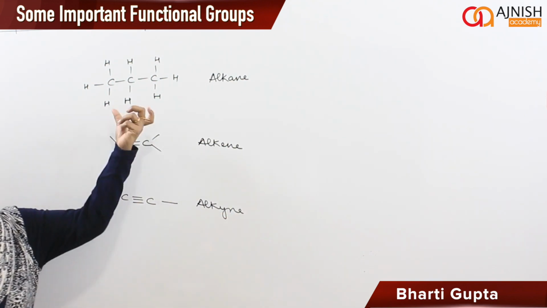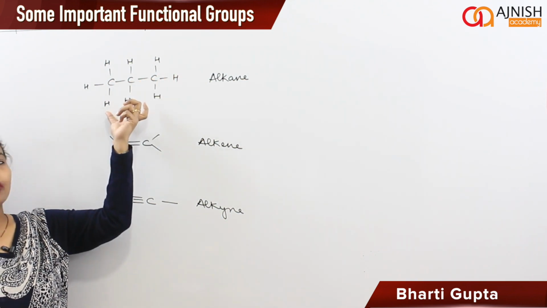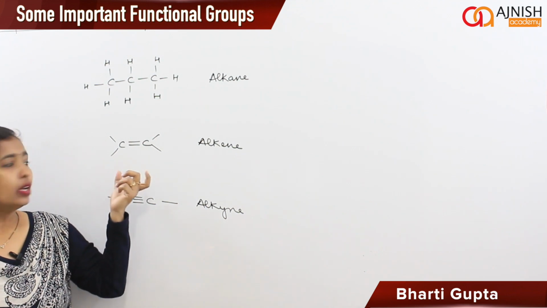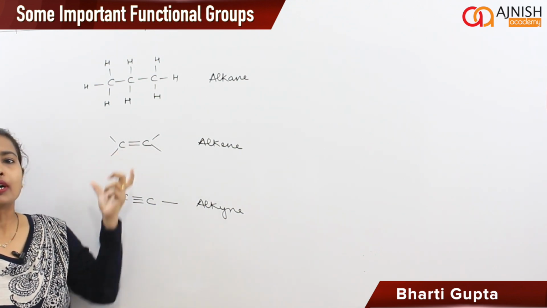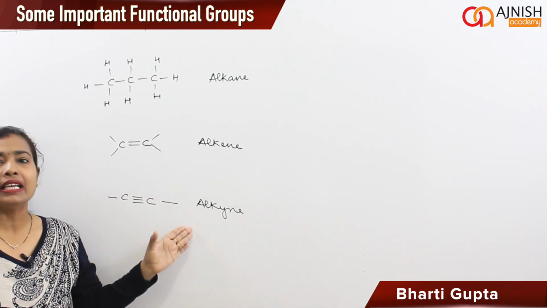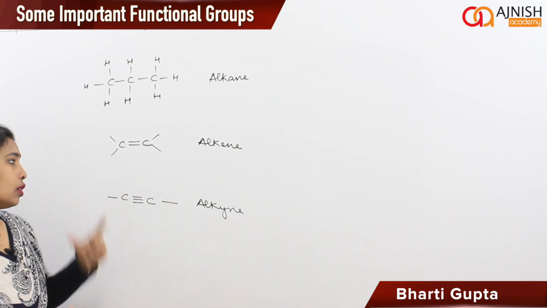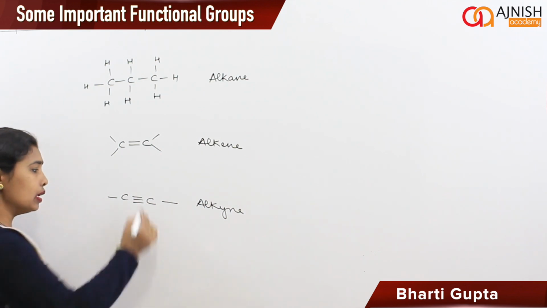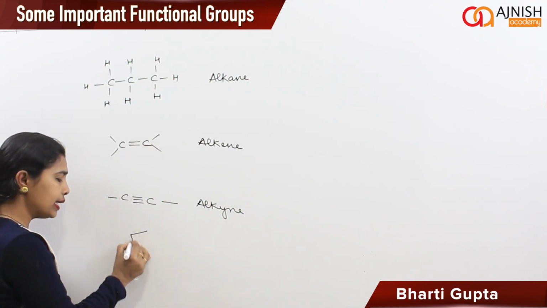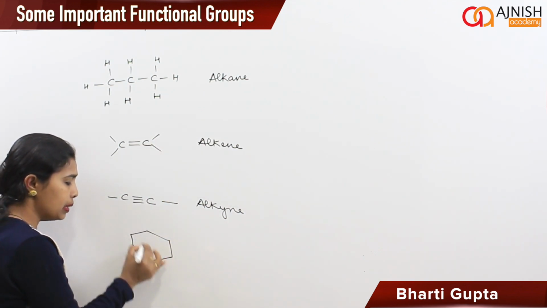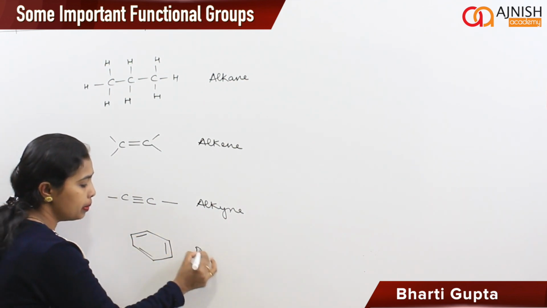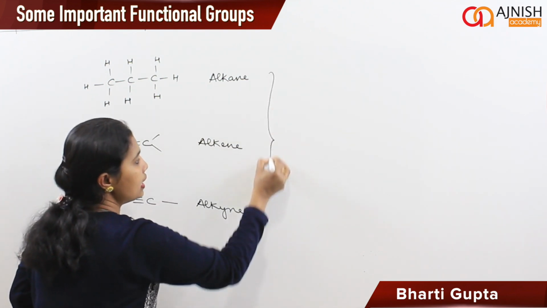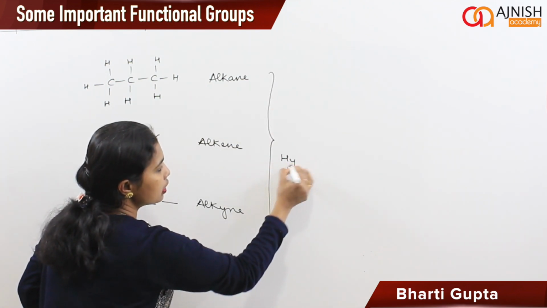So the basic compound is alkane, a saturated hydrocarbon. From the saturated hydrocarbon, when hydrogen atoms are removed, resulting in formation of a double bond or triple bond, we get alkenes and alkynes respectively. Similarly, all these compounds are together called hydrocarbons. If we take an aromatic hydrocarbon, we can take the simplest example as benzene. This is benzene. All these are called hydrocarbons.